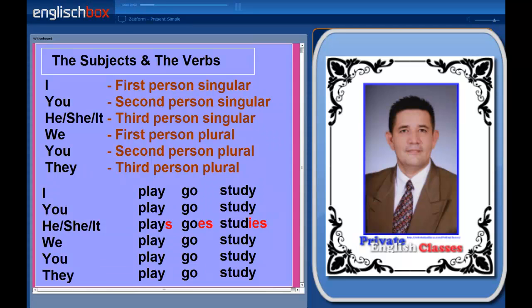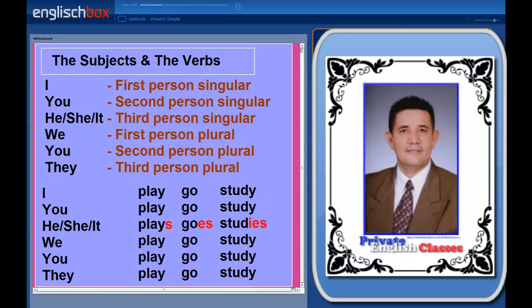Using the example verb to play, we can see how we conjugate this verb. In each of the different persons, from first person singular to third person plural, the verb stays the same except for in third person. Here we have to add s.